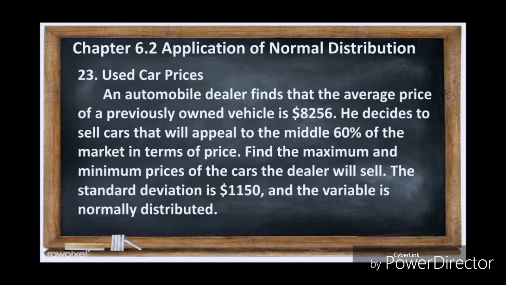For chapter 6.2, application of normal distribution, item number 23, used car prices. An automobile dealer finds that the average price of a previously owned vehicle is $8,256. He decided to sell the cars that will appeal to the middle 60% of the market in terms of price. Find the maximum and the minimum price of the cars the dealer will sell. The standard deviation is $1,150 and the variable is normally distributed.